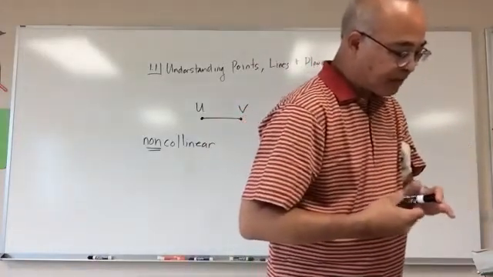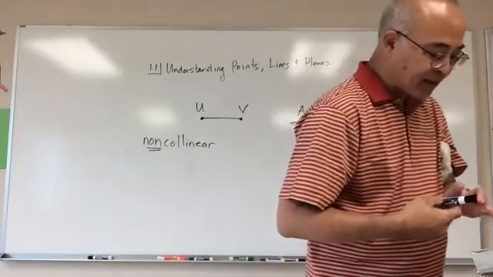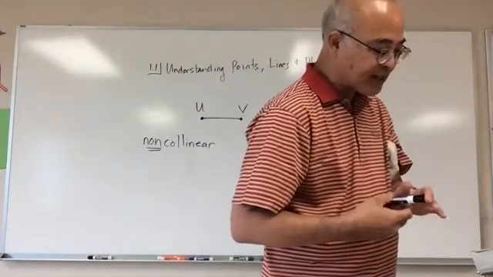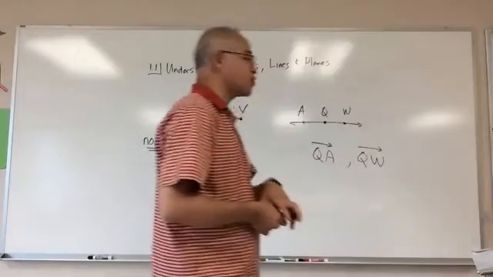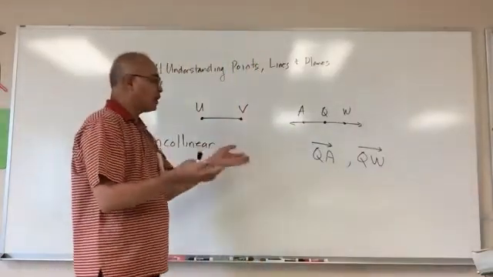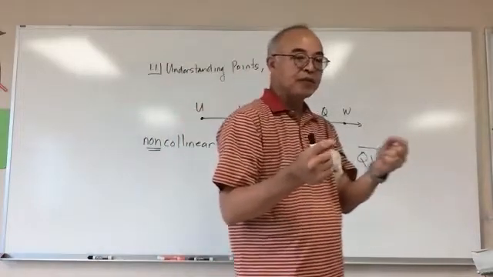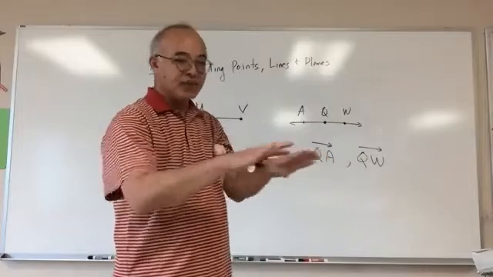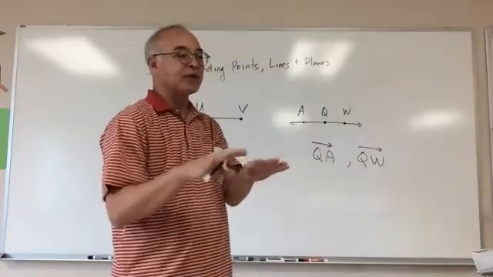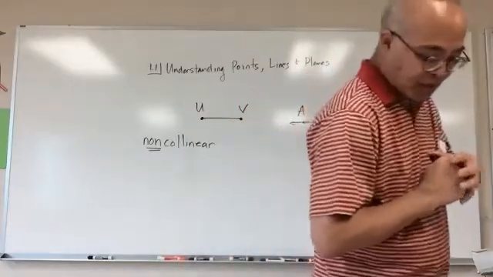1-1-3, if 2 points lie on a plane, then the line containing those 2 points lies in the plane. So of those 3 non-collinear points, if you drew a line through 2 of those points, that line has to lie within that plane that is defined by the 3 points. If you look at the picture, that kind of makes sense.